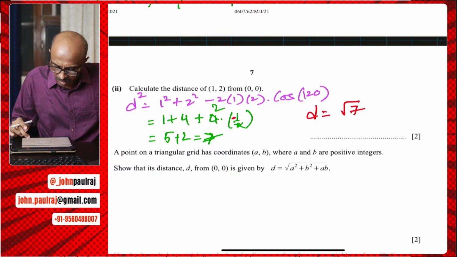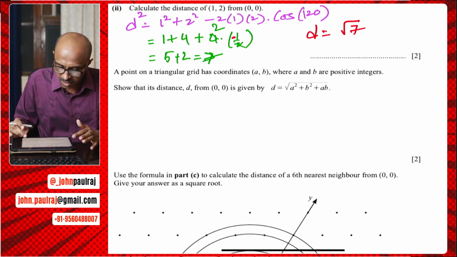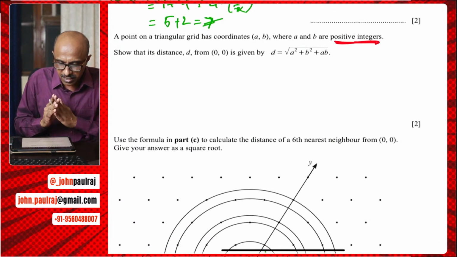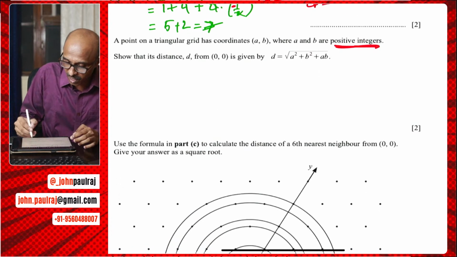Okay? All right, the point on a triangular grid has coordinates AB, where A and B are positive integers, so that's important, positive integers. Show that its distance... let me read this again. A point on a triangular grid has coordinates AB. A and B are positive integers. Show that its distance D from the origin is, okay, that's because it's going to be half, right?